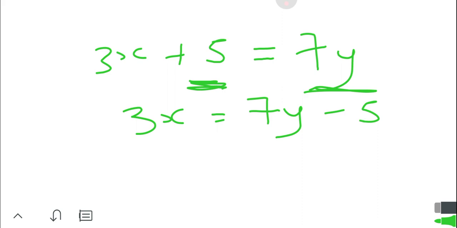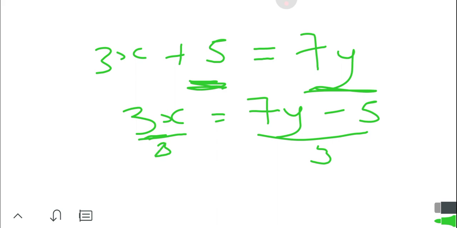So the question says make x the subject, not 3x. Whenever two values are multiplying and you want to separate them, you divide. I tell you that division is the opposite of multiplication. So we are going to divide both sides by the coefficient of x. We want x to stand alone, and here we have 3 attached to the x, so we want to get rid of the 3. So we divide both sides, not each term, both sides by 3.